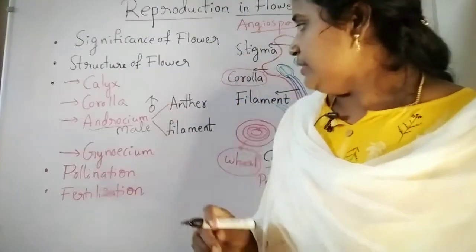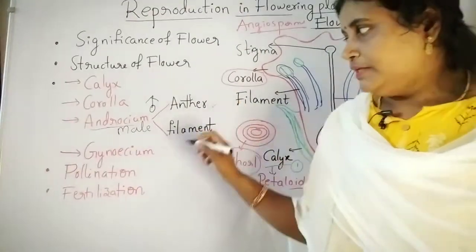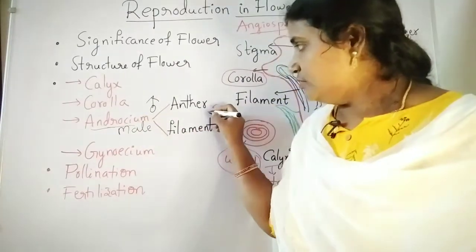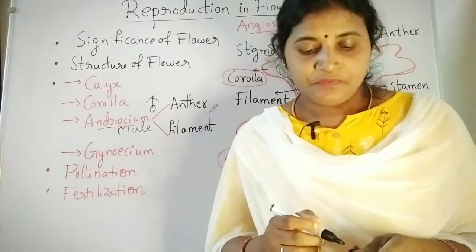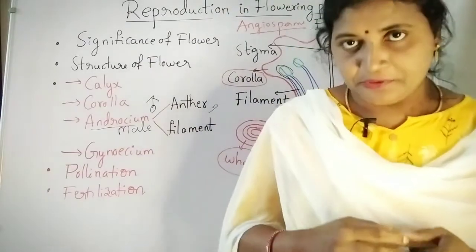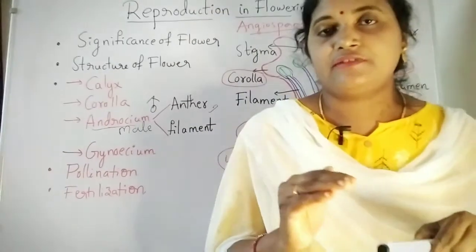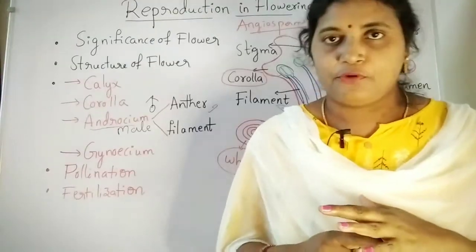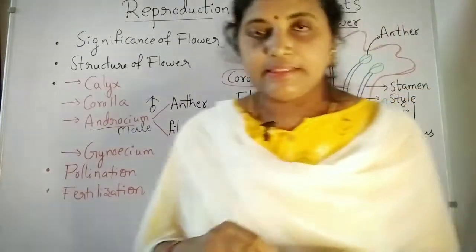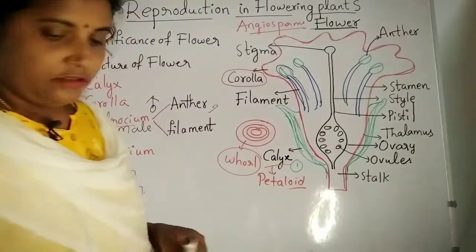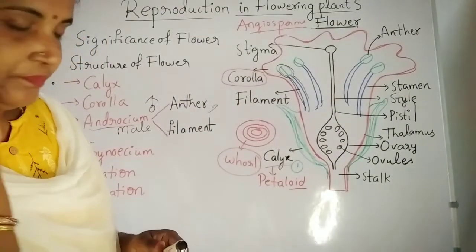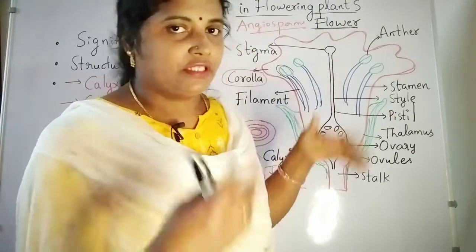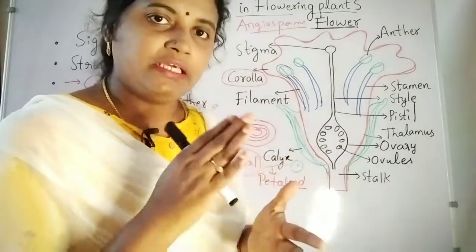After that, see here, anther and filament. Now we are going to see the detailed structure of the anther. How the anther is formed, everything in depth we have in the subject. That's why listen carefully and note down the important points. If you want to draw the diagram, you can draw. And once again, see this part also, gynoecium. After that, we'll see the internal structure of the anther.